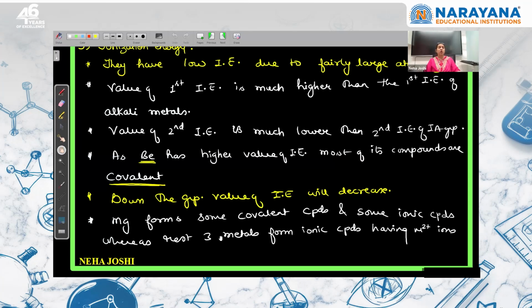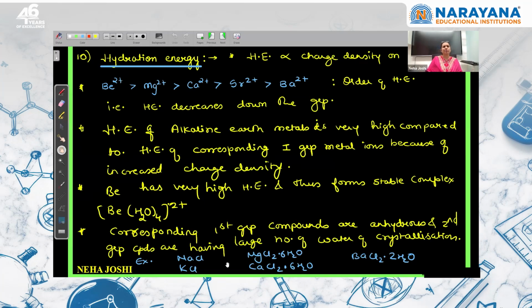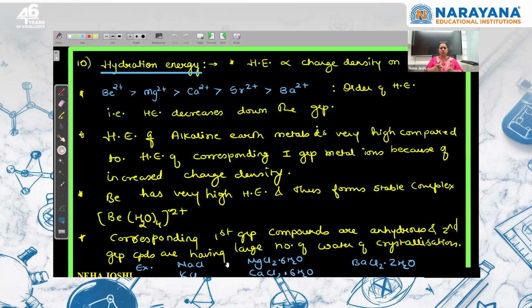Coming to hydration energy, the usual expected behavior: as we go down the group, size increases, charge remains the same, so hydration energy will go on decreasing. Hydration energy decreases down the group. Yes, as compared to the first group, their hydration energy is high. The reason: size is becoming smaller and charge is increasing. Those were uni-positive and the second group is di-positive, so charge density is increasing.